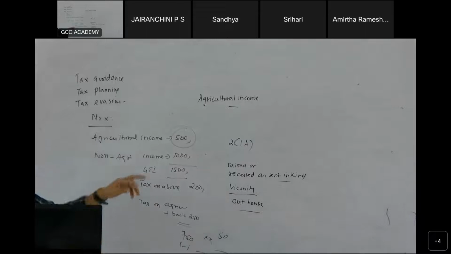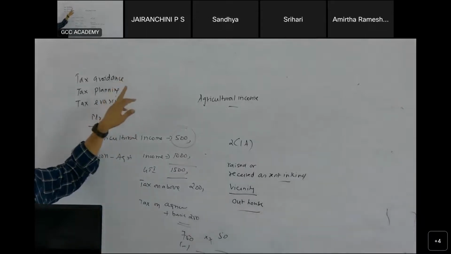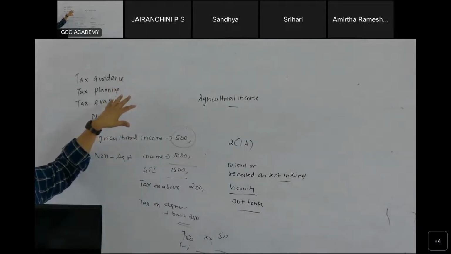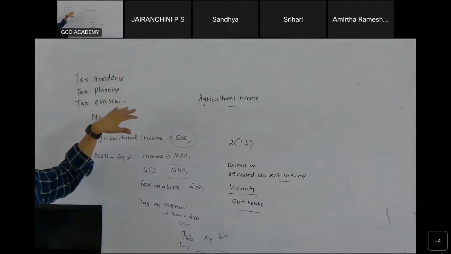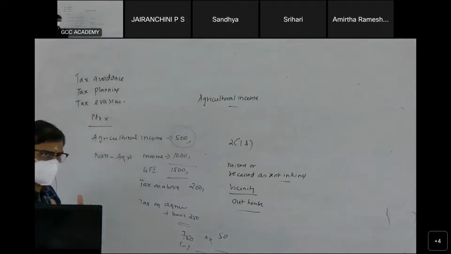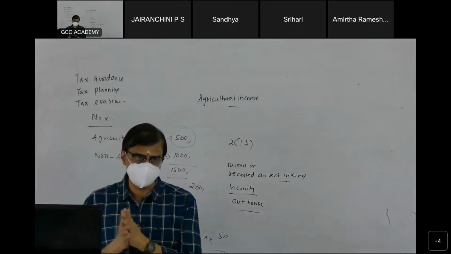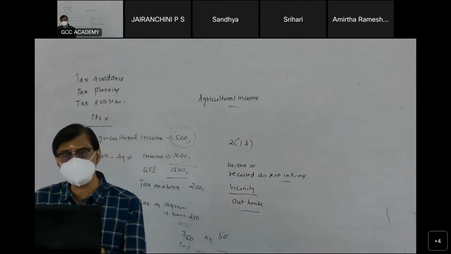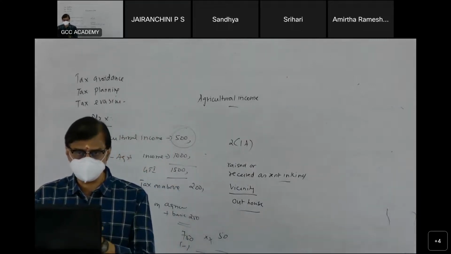Okay, there is a very thin line of difference between planning and avoidance. Avoidance is broader in nature. Planning is narrower. So I need to plan my taxes in such a way that my outflow is restricted. Okay, so agricultural income is like that. Let me give another example.